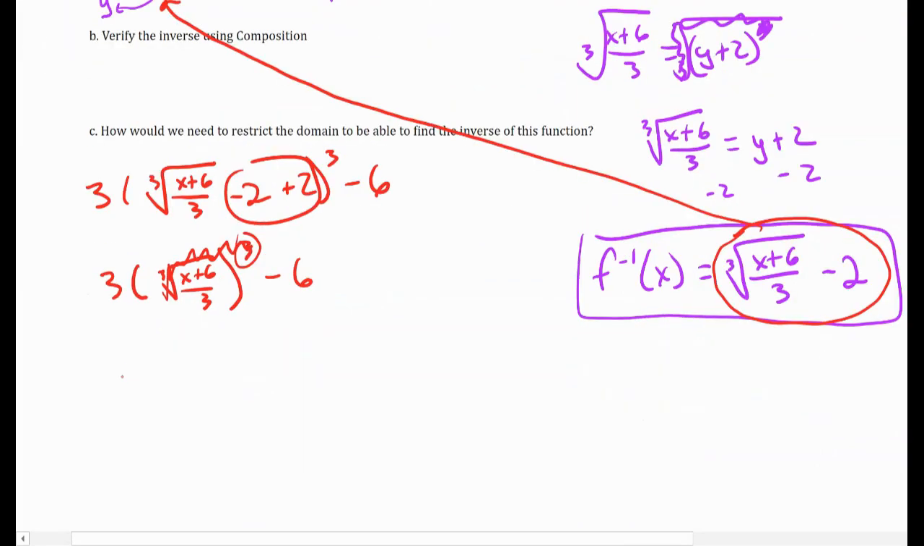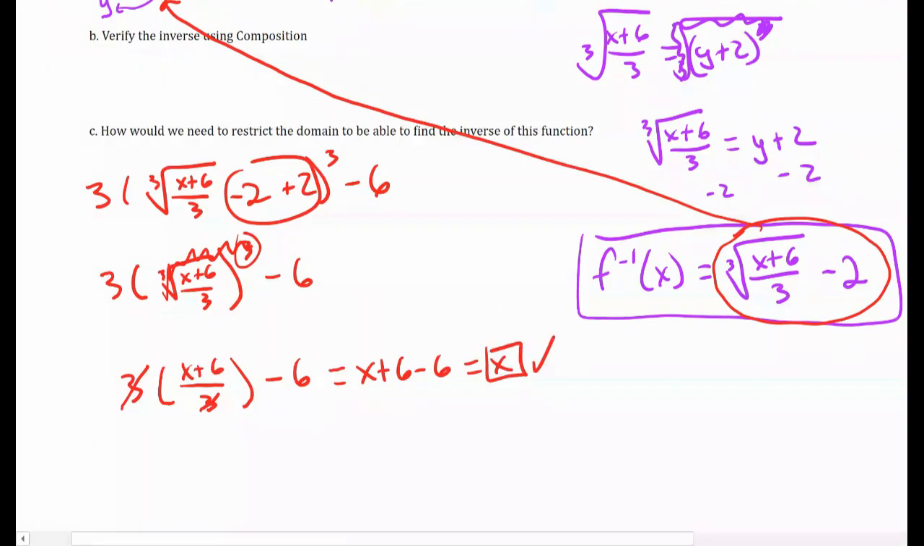And I have 3 times (x plus 6) over 3. Next I'm doing multiplication, which cancels these out. And then 6 minus 6 goes away. And so I have confirmed that those are definitely inverses.